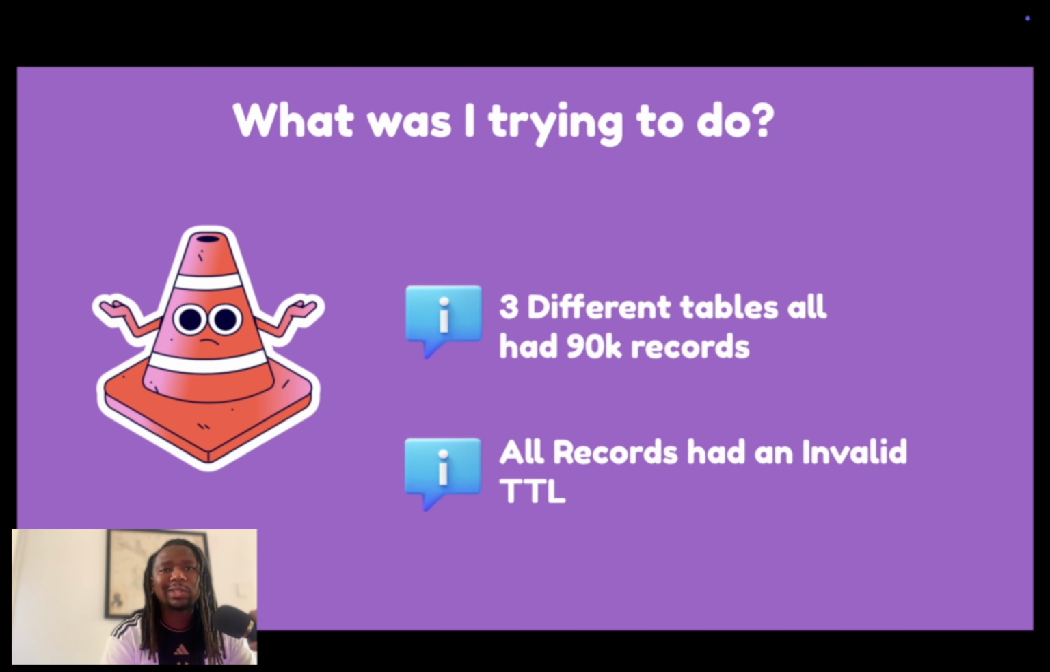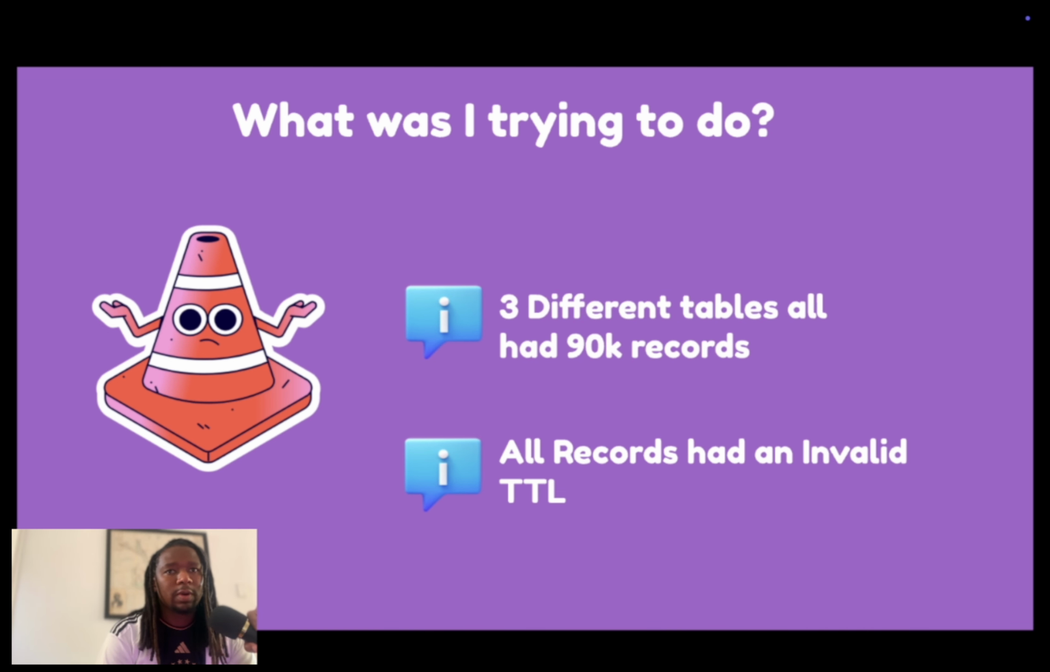Cool. So what was I trying to do exactly? I had three different tables. They all had about 90,000 records, or more than 80,000 records, inside those three tables. More specifically, those tables were storing email related data. But the whole cause of me having to update all those records was that the TTL was invalid.